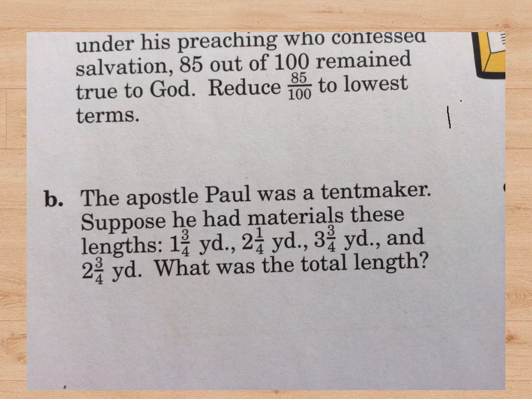So we have 1 3/4, then 2 1/4, then 3 3/4, and 2 3/4. Let's add all these up. I'm going to do our denominator of 4 right here. Now I go 3 plus 1, that's 4, plus 3 more is 7, plus 3 more is 10.